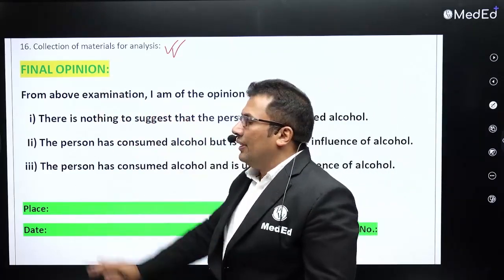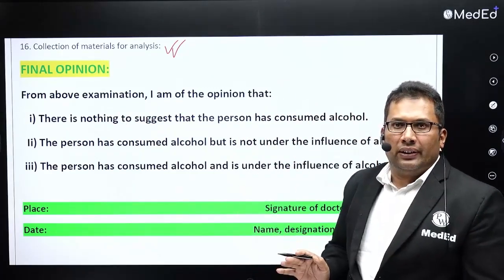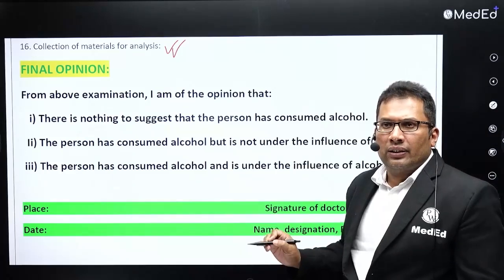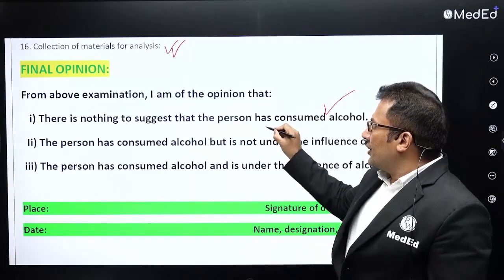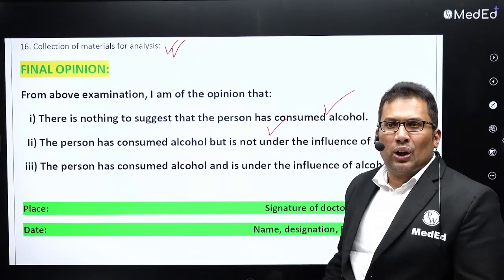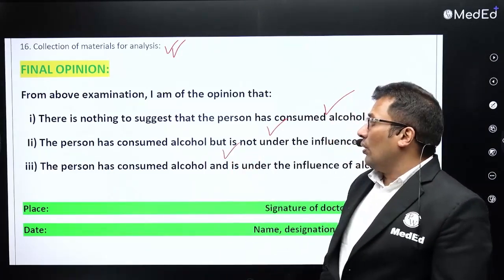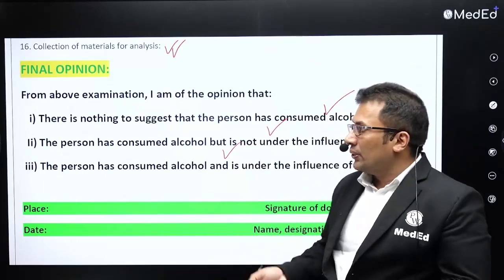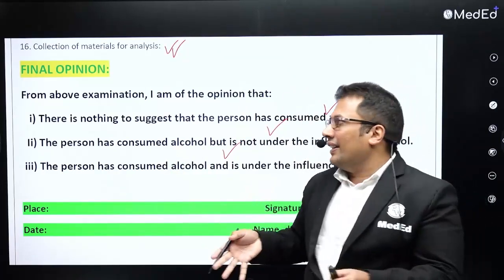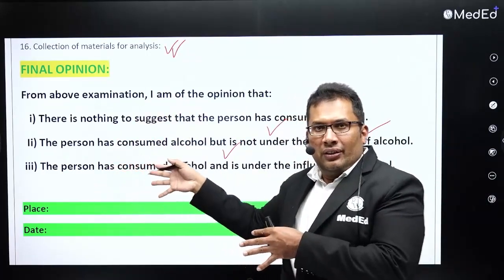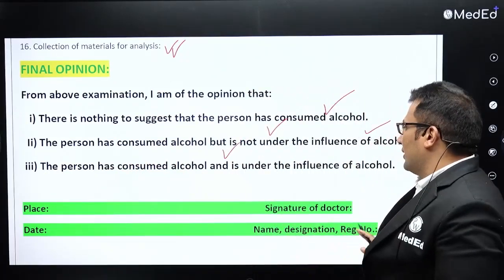From examination, I am of the opinion that, one possibility, there is nothing to suggest that the person has consumed alcohol. Second, the person has consumed alcohol but not under the influence of alcohol. Third, the person has consumed alcohol and is under influence. So these 3 are possible opinions. It is all based on the findings in the previous examination. Then finally, the signature, name, designation, registration number, place, date.